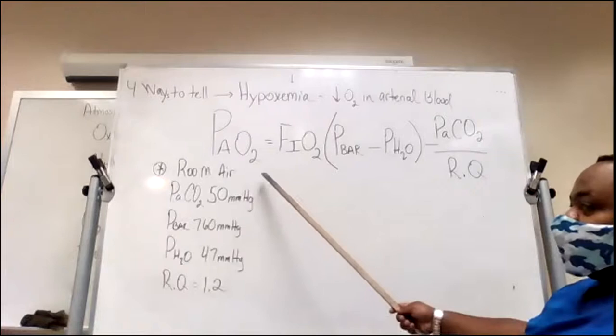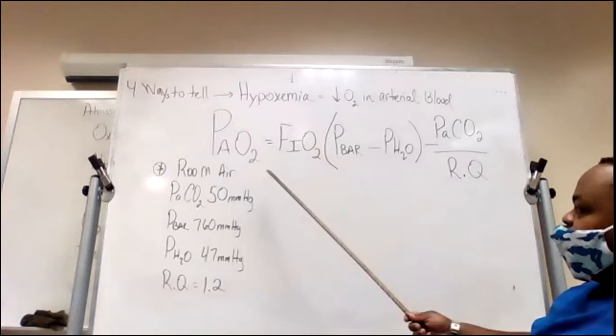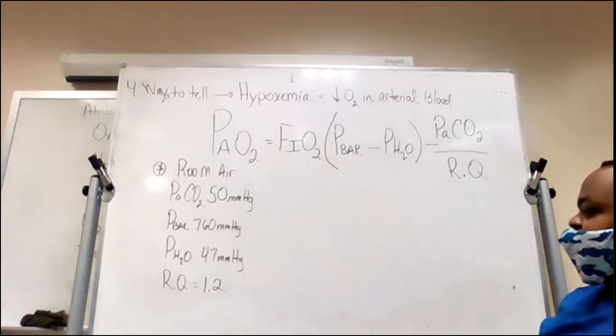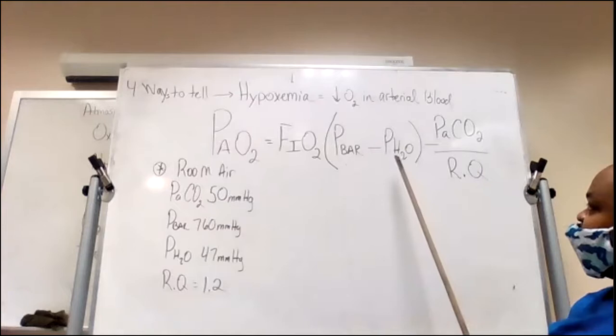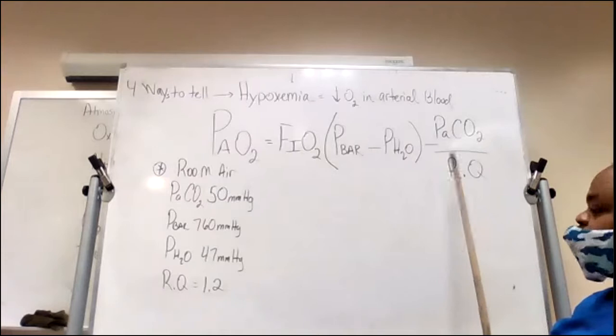They may say, do the alveolar equation with a CO2 of 50 and the patient on room air. And that's all they say. If that's all they say, you got to know to use the normal values for the rest of it. Normal P bar is 760. Normal water pressure is 47. Normal CO2 will be 40. And normal RQ is 0.8. So if they don't give it to you, you got to know the normals to plug it in.